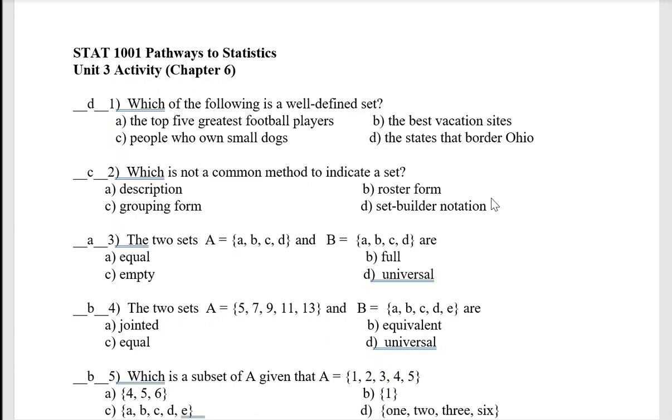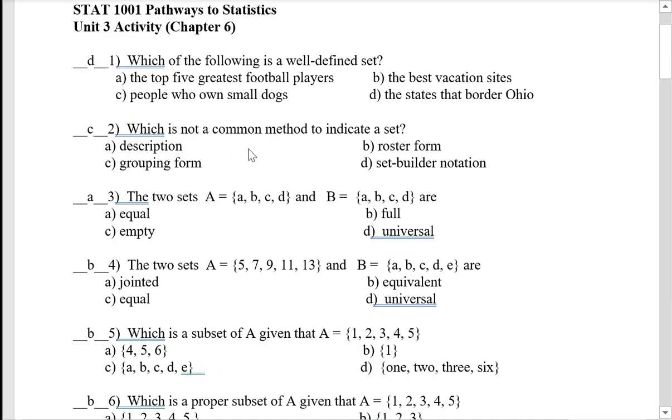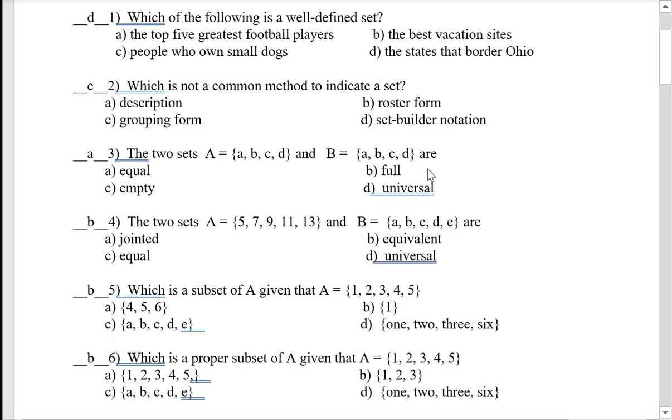All right, so number two, which is not a common method to indicate a set. Now, description, that is a common method. So you describe in words what is in the set. Roster form means you list all of the elements that are in the set. Grouping form, not a common method, so that's why we put C up here. Set builder notation is a mathematical way. It's kind of a shortcut method for writing large sets, like the set of all real numbers, we can write it with a very simple set of notation and so on. So 2 is C.